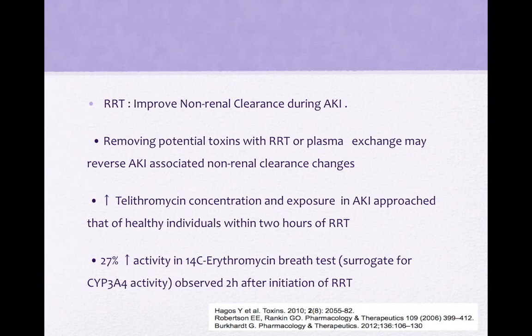Two examples which are given are done on telithromycin, and the other is the erythromycin breath test. In patients who have AKI, when RRT was initiated, it was found that within 2 hours after the end of RRT, the telithromycin concentration and exposure was similar to that in healthy individuals.